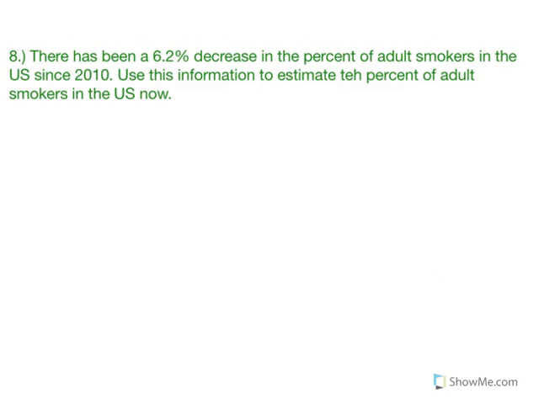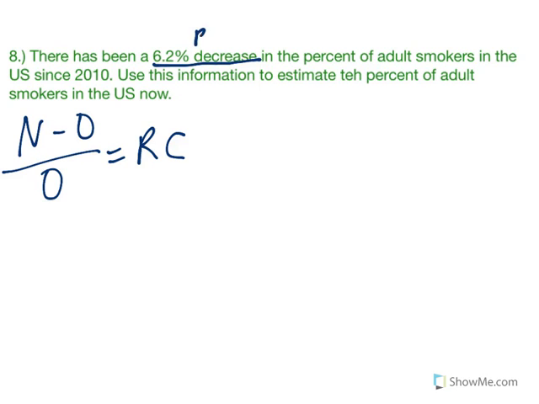And number 8. Now, I like number 8. It's a little bit more difficult, but I want to start with, excuse me, new minus old divided by old gives us our relative change. So when we look at this problem, there has been a 6.2% decrease. Well, that right there with the word decrease, they're talking about a relative change. And the percent of adult smokers in the U.S. since 2010. Well, there's a year.